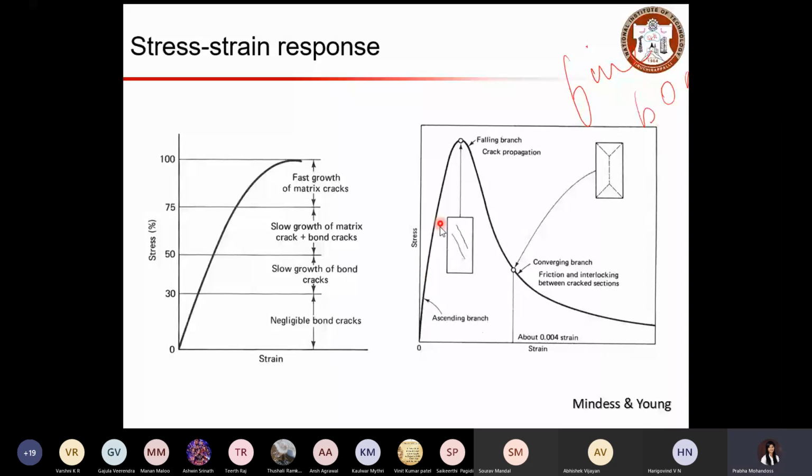And after this drop, at one particular point, you will start looking at a converging branch. There, the friction and interlocking between the cracked sections will be significant, and then the load will drop significantly. So the stress is reduced significantly after the converging point.